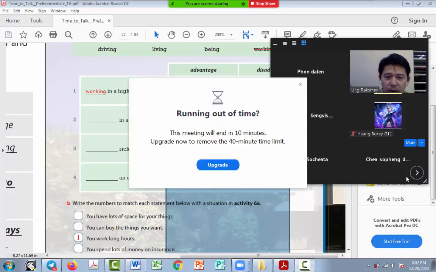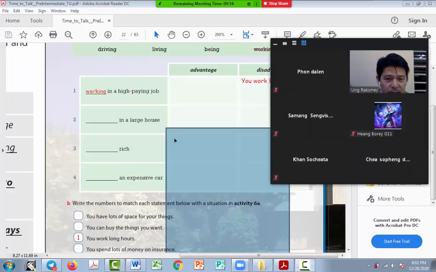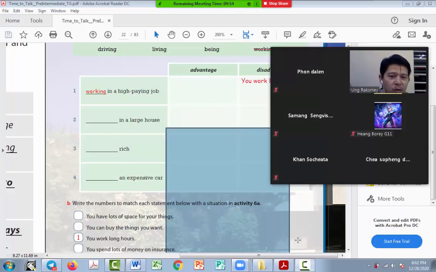So imagine you have a large house. Okay? Share about the good points and bad points of living in a large house as you are a lady. You understand what I ask you? Yes. Okay. So let's start with the good point of a large house. When I have a large house, I can put something in my house. What are some things?